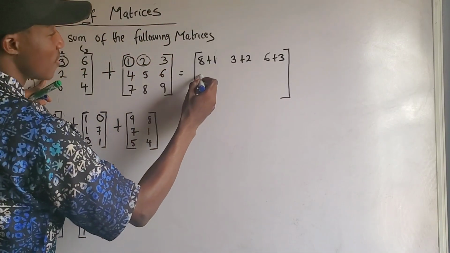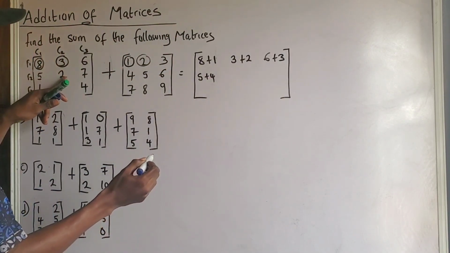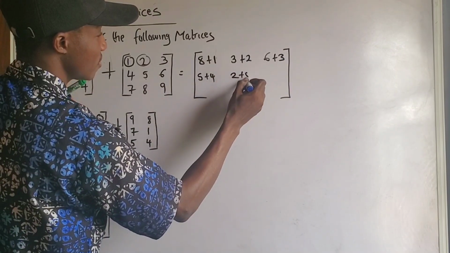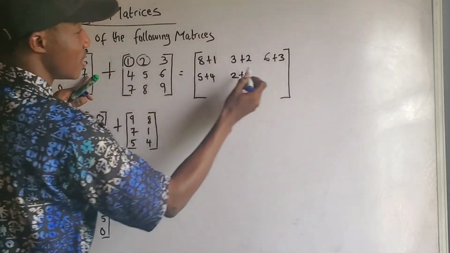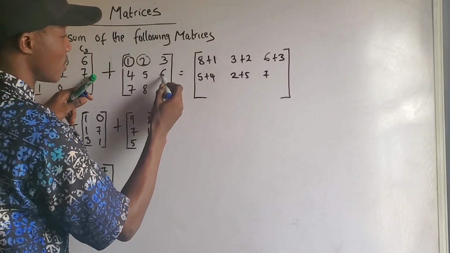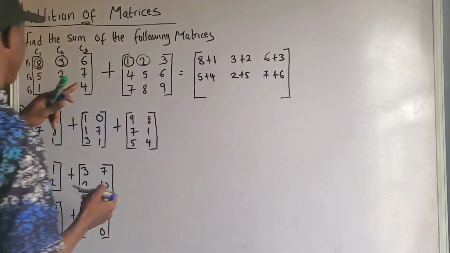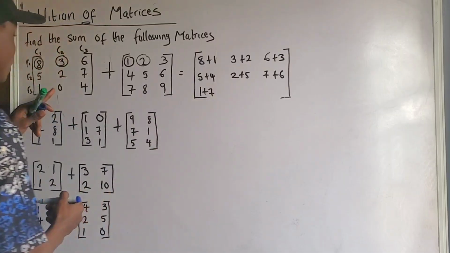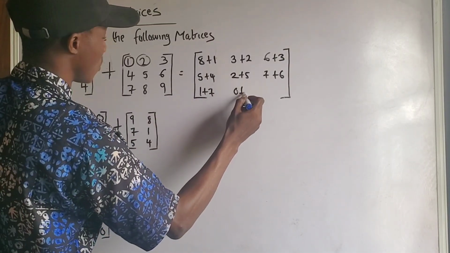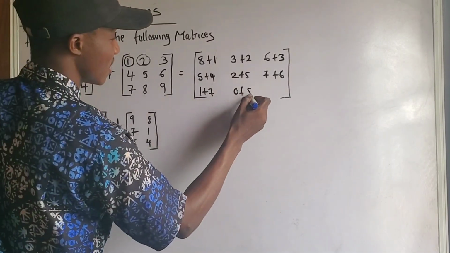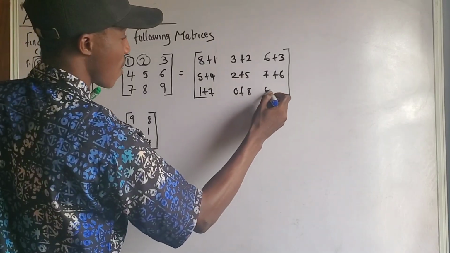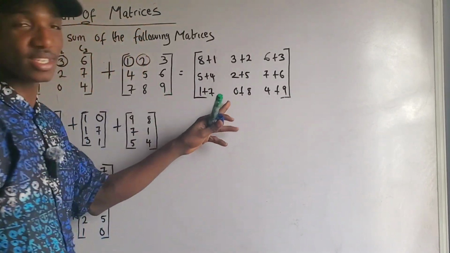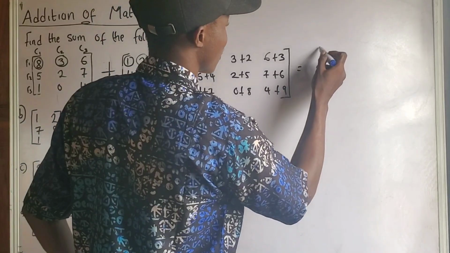For this, I'm going to have 5 plus 4. These two, I'm going to have 2 plus 5. Then 7 plus 6. Then this 1 plus 7, 1 plus 7. Then 0 plus 8. Okay. Then 4 plus 9, right? Yes. So you can see now. So let's sum it together.